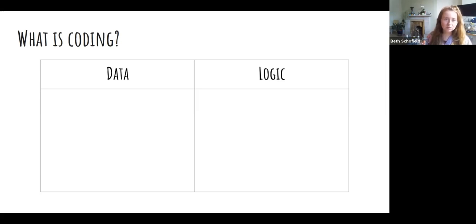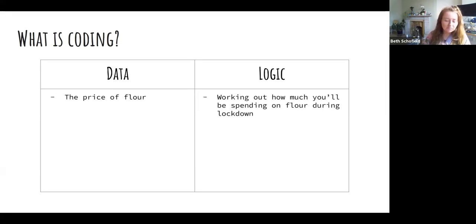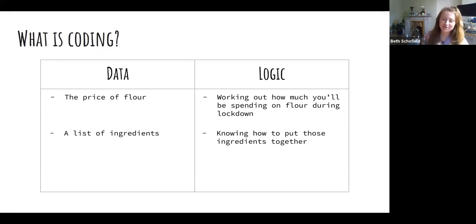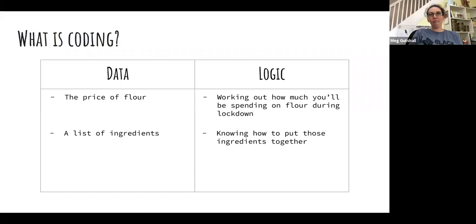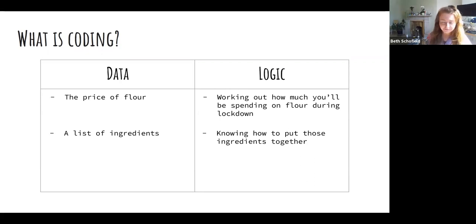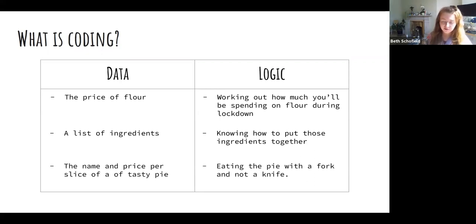So let's look at what is data and what is logic, because we work with both of these all the time together. Data might be the price of flour. Logic will be working how much you'll be spending on flour during lockdown. Yes, if it's available, of course. Data, a list of ingredients. Logic, knowing how to put these ingredients together, so a recipe. Data, the name and price per slice of a tasty pie. Logic would be eating that pie with a fork and not a knife.